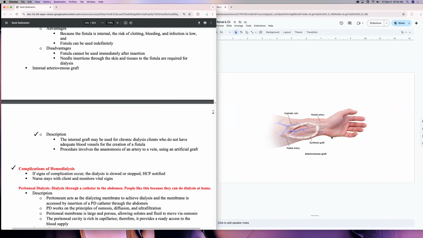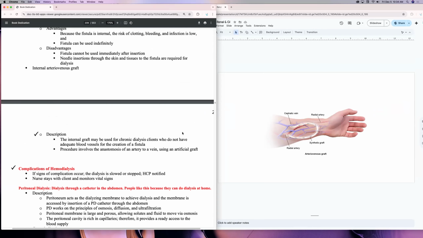So this is the internal AV graft, okay? Some issues that you might face here are clotting, bleeding, and dislodgement, where the graft might move out of place, okay?